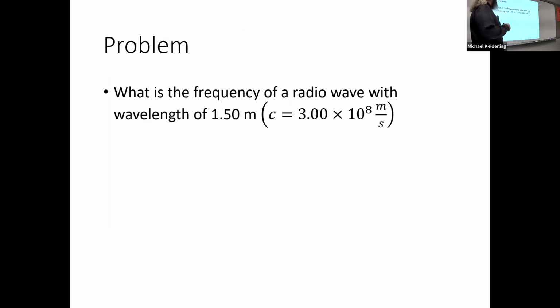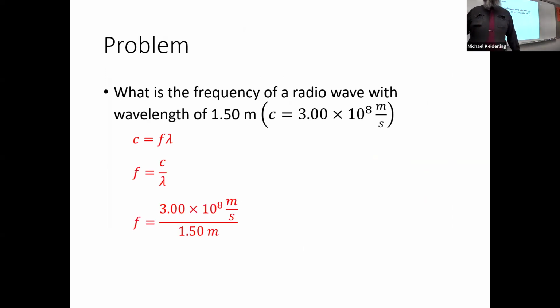So what's the frequency of a radio wave with a wavelength of 1.5 meters? So speed of light equals frequency times wavelength. Frequency is speed of light divided by wavelength. So 3 times 10 to the 8th meters per second divided by 1.5 meters gives you a frequency of 2 times 10 to the 8th hertz. Or 200 megahertz.